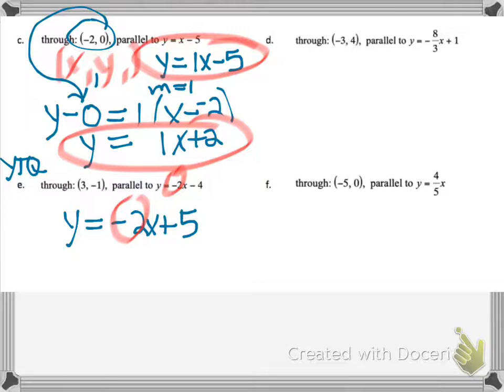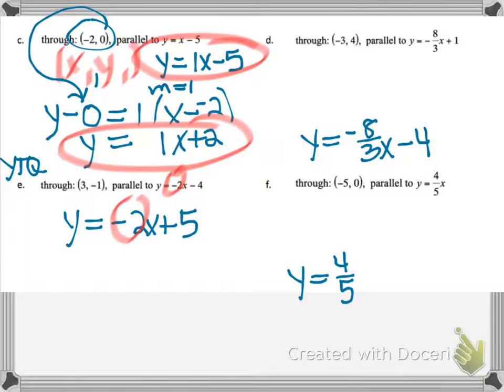Now if you want to give the other two a try, I'm going to tell you what the answers are, so this gives you a chance to try them and then compare to the correct answer. D, the final equation should have looked like this: y equals -8/3 x minus 4. And F would be y equals 4/5 x plus 4.